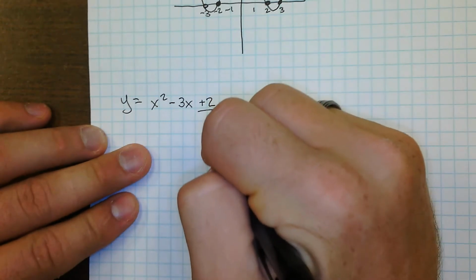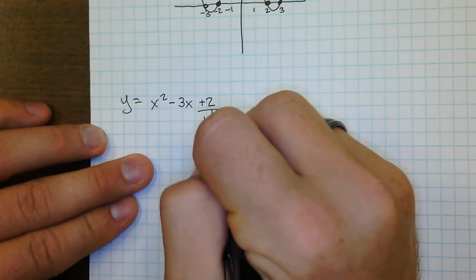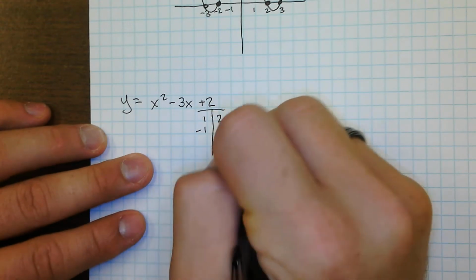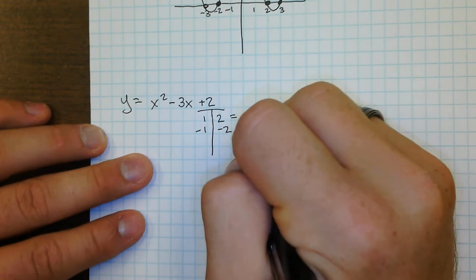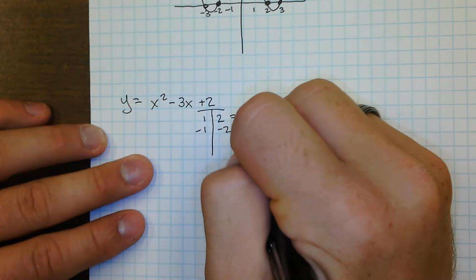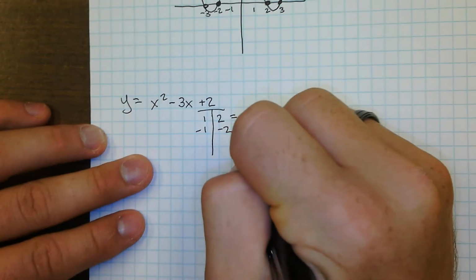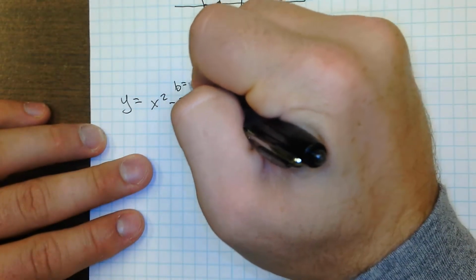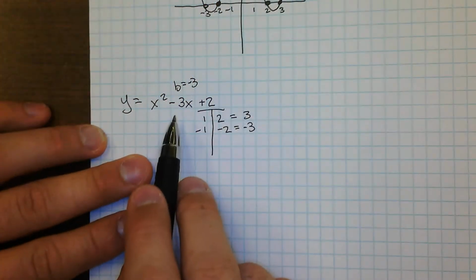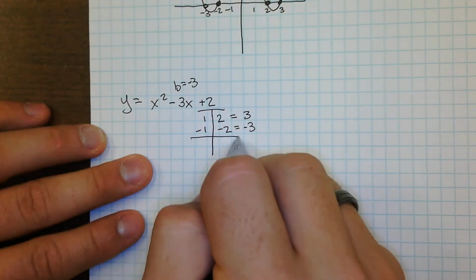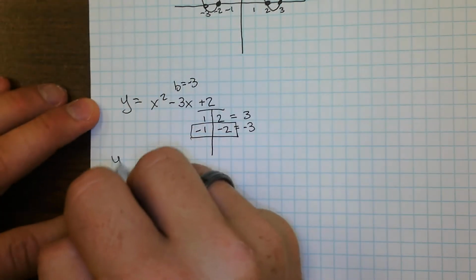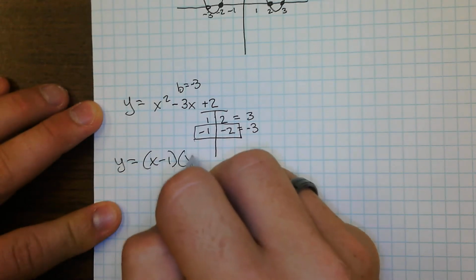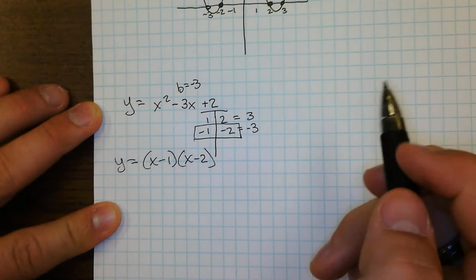So we're going to factor 2, or find the factors of 2, which are 1 and 2, but also -1 and -2. Whenever we add these numeric factors together, we get 3 and -3. Because our b term, or our middle term here, is -3, we're going to use factors -1 and -2. So y will equal x minus 1 times x minus 2.